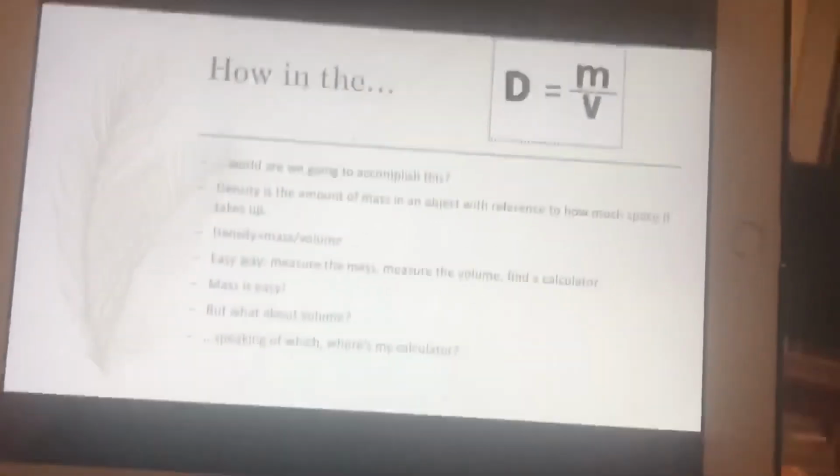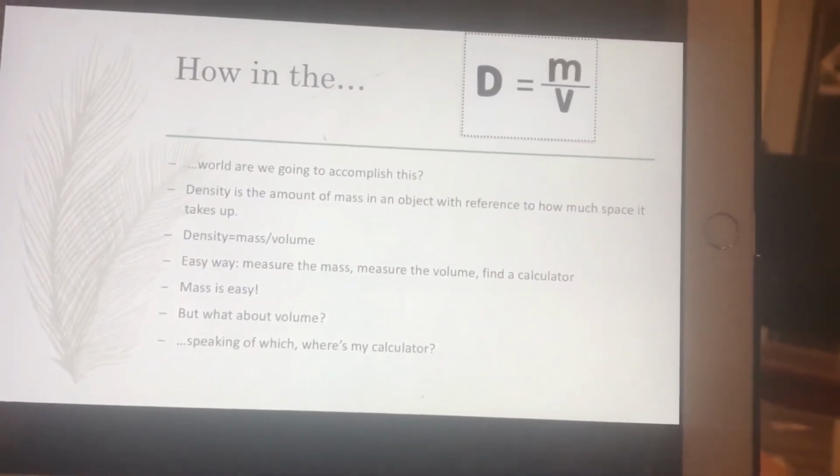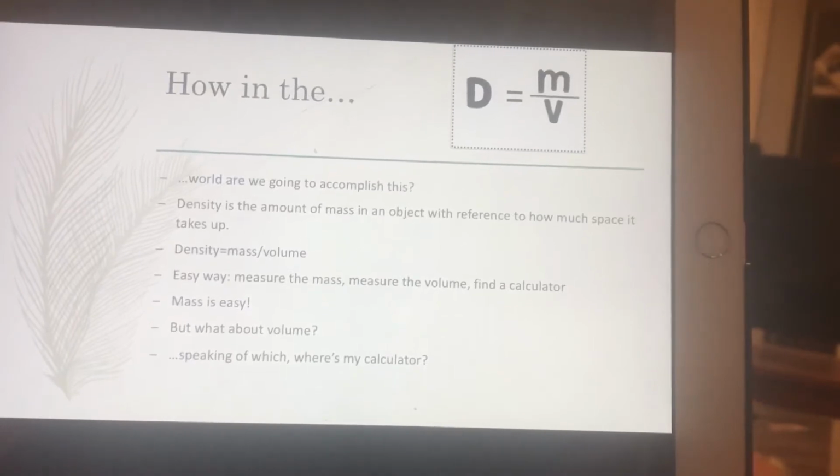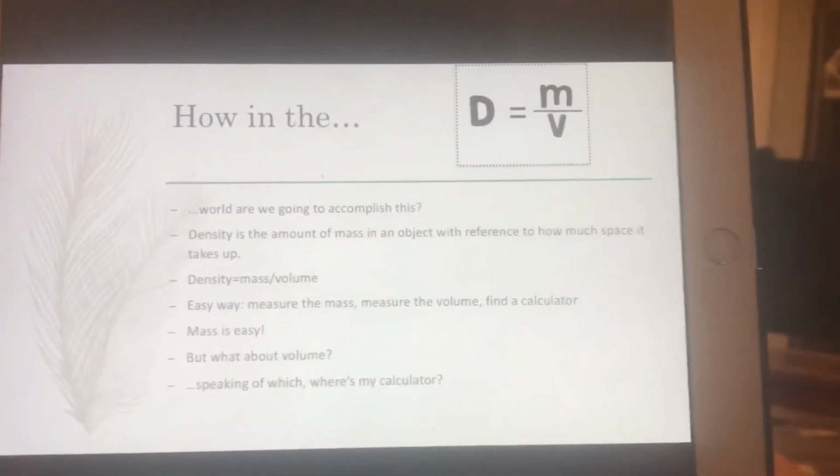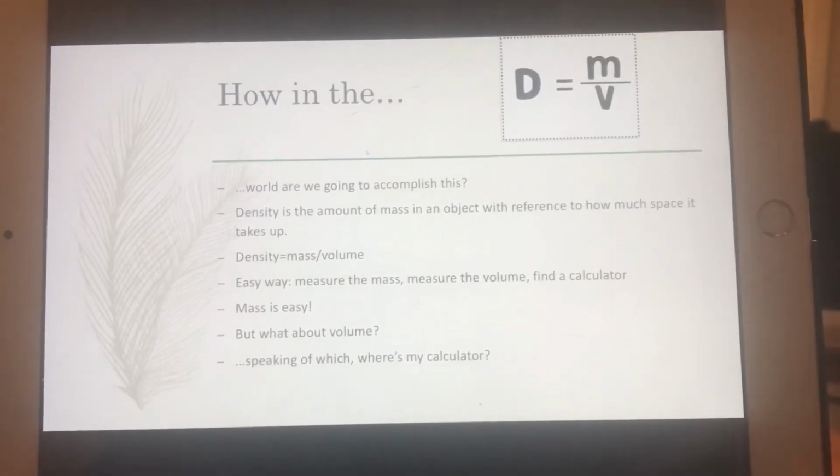So mass is easy. You just plop your beads on a scale. What about volume? Also, speaking of which, calculator. You remember when they told us in grade school that we weren't going to have a calculator everywhere with us that we went? Phones are awesome.